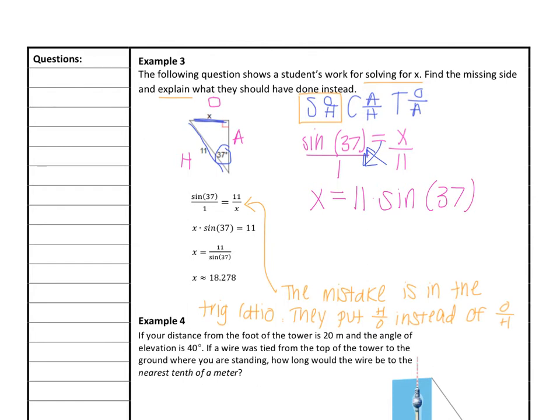X is already by itself, so just go ahead and type in this right side into your calculator. And when we do, they didn't give us rounding directions here, we're going to end up with 6.619, we got 97. So if we stick with rounding to the nearest tenth, the answer should be 6.6. Okay.